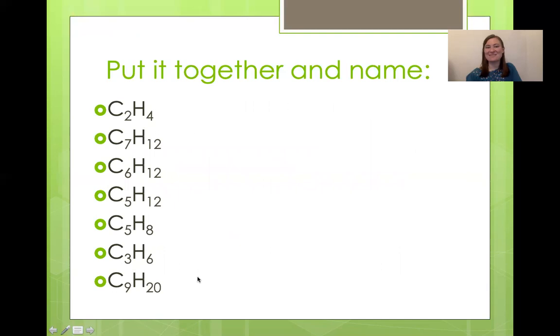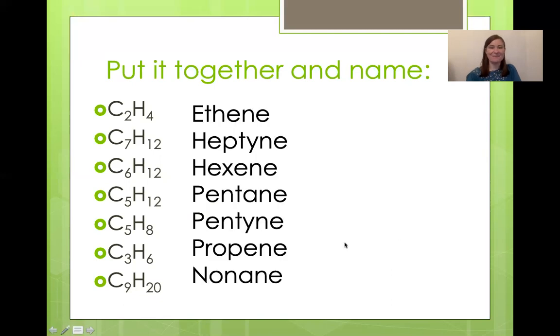Take a minute to see if you can name each of these hydrocarbons. Okay, so we've got ethene, heptyne, hexene, pentane, pentyne, propene, nonane. Make sure you check through your answers. If you've gotten any of them wrong and you're not sure why, let me know. Shoot me an email or come to office hours so we can go over it.